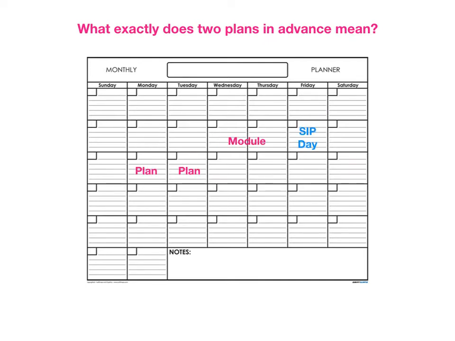If your supervisor visited you on a Wednesday, and you had module on Thursday, there was a school improvement day on Friday, for example, you would still be expected to have plans completed for the following Monday and Tuesday.